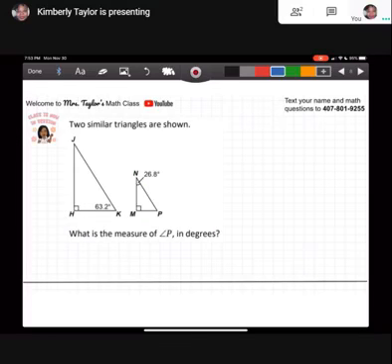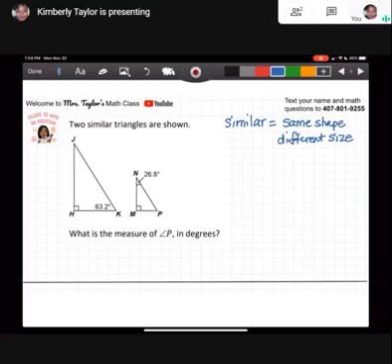Okay, what is next? Similar triangles. Two similar triangles are shown. It says, what is the measure of angle P? So, what do we know about similar triangles? Anything with similar means that you have the same shape, but you have a different size. And that's what you're working with when you're working with similar.